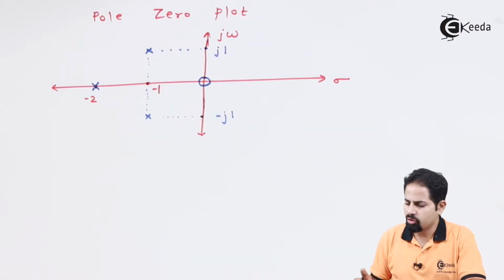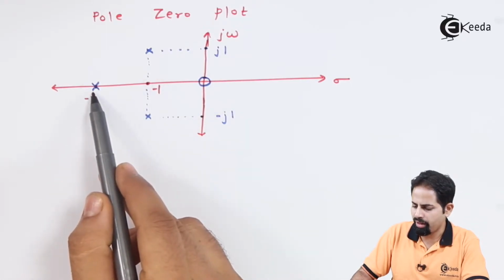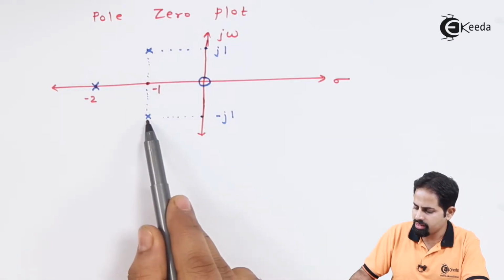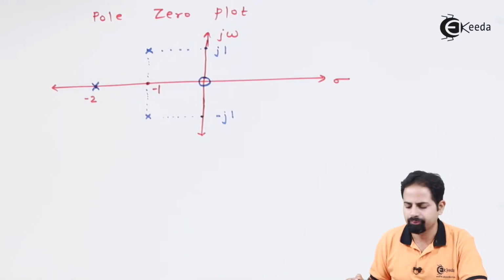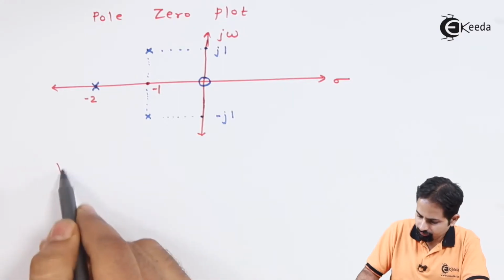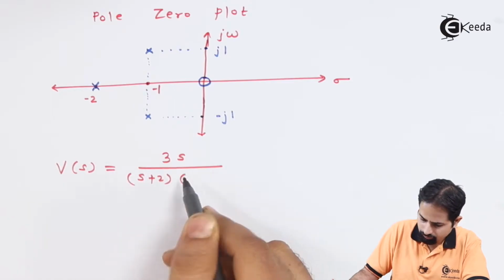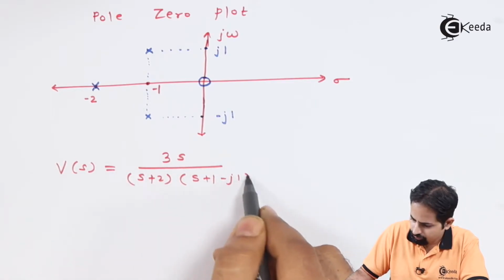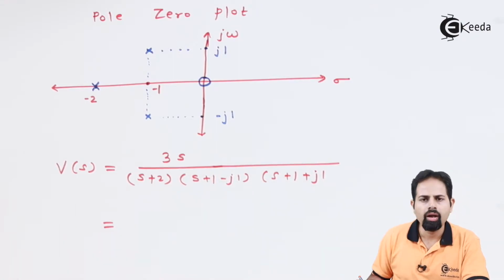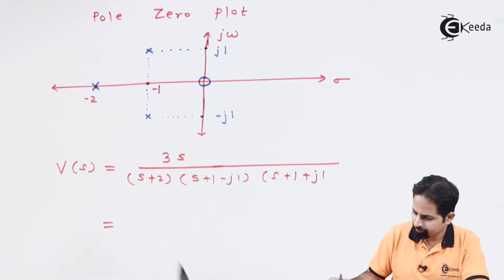So this is how the pole zero plot will be. There will be a zero at S equal to 0 and 3 poles at minus 2 as expected, and this is going to be minus 1 plus j1 and this is minus 1 minus j1. Now we'll write the function first. Now we'll write these functions by using the residues which are to be calculated.